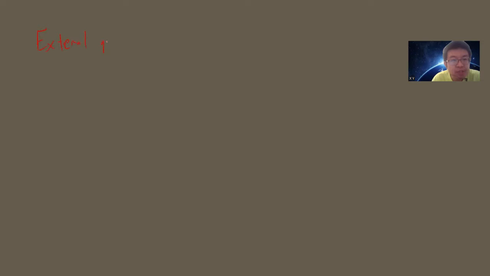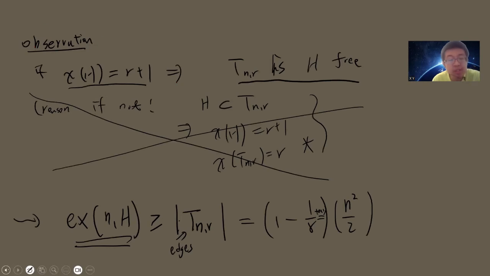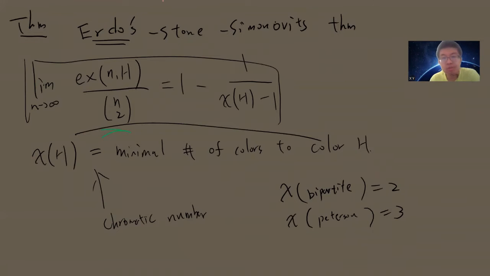Okay, extremal graph theory. In the previous video I introduced the famous Erdős-Stone theorem. It says that the extremal number ex(n, H), the maximum number of edges of an n-vertex graph which does not contain the subgraph H, divided by n choose 2, has a limit as n goes to infinity that is universal. It is determined by the so-called chromatic number, basically the minimum number of colors needed to color H.